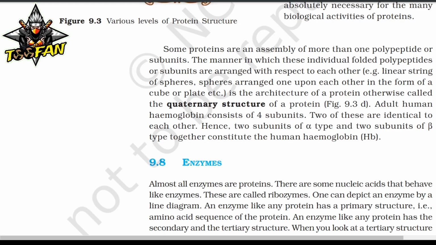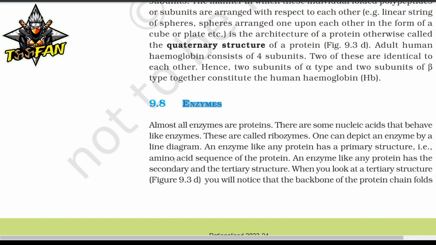Enzymes. Almost all enzymes are proteins. There are some nucleic acids that behave like enzymes. These are called ribozymes. One can depict an enzyme by a line diagram. An enzyme, like any protein, has a primary structure, that is the amino acid sequence of the protein. An enzyme, like any protein, has the secondary and the tertiary structures.